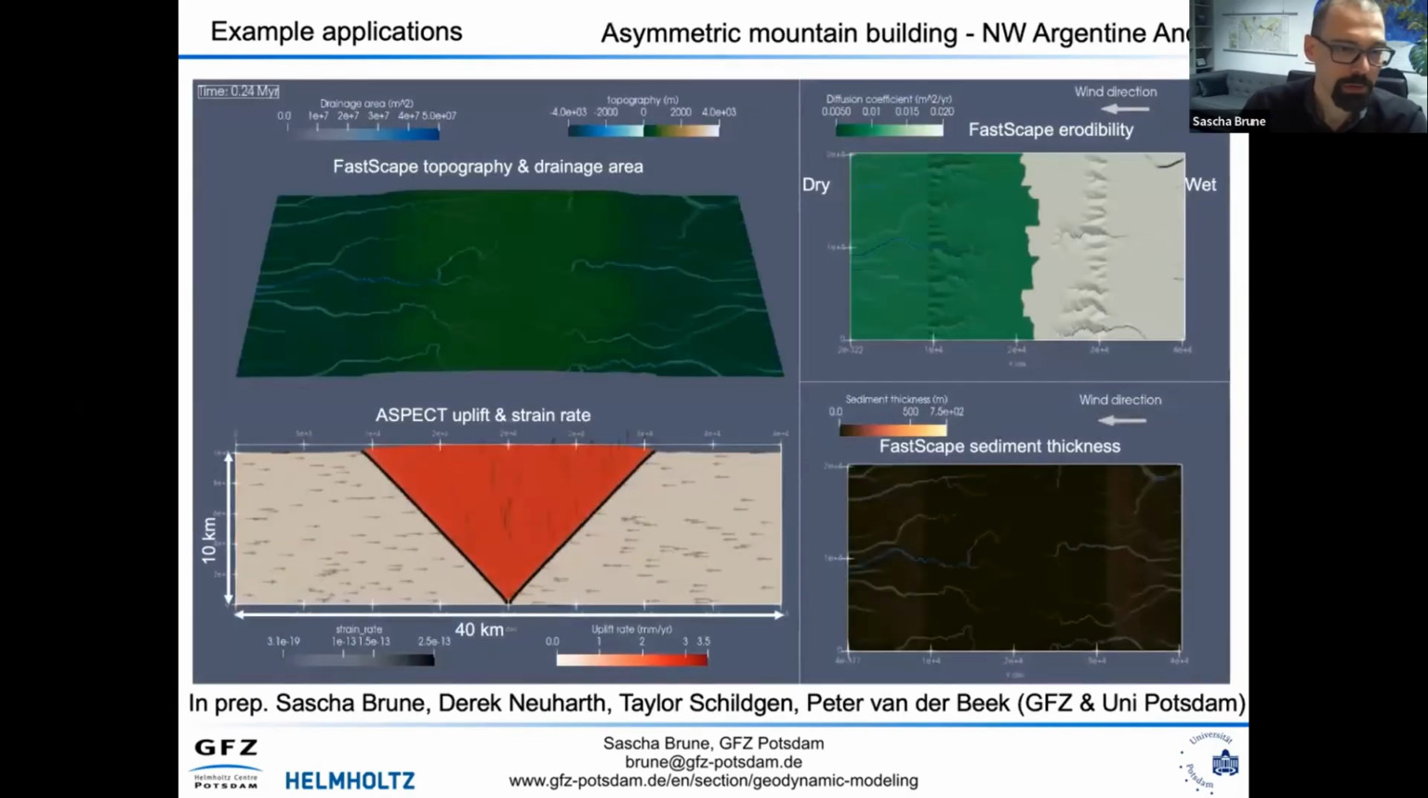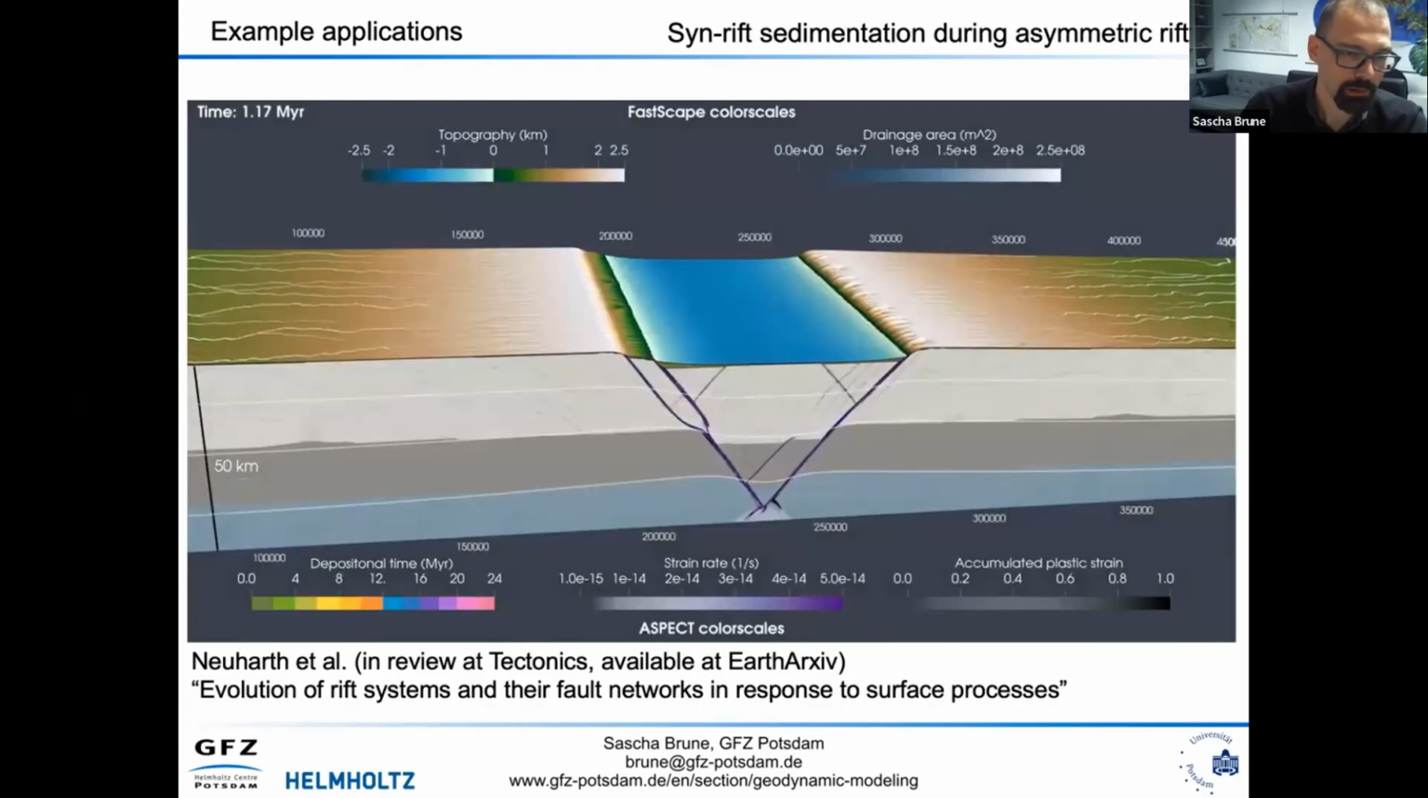Oh, right, and I forgot to mention, this is Derek's paper. It's on review in Tectonics, and it's available at EarthArXiv. If you want to Google it, here's the name. It also comes up later.